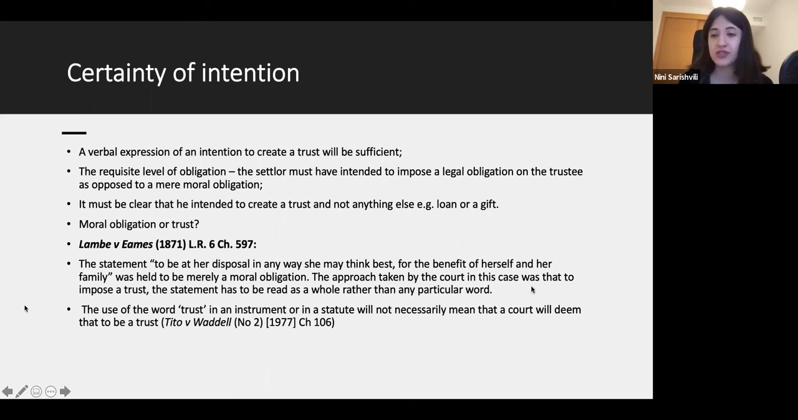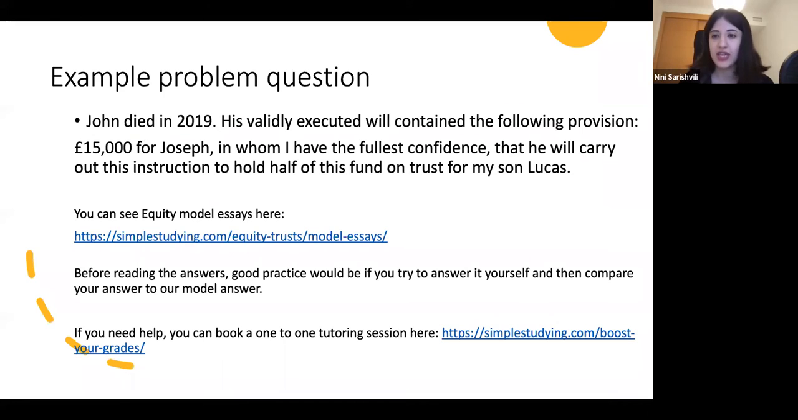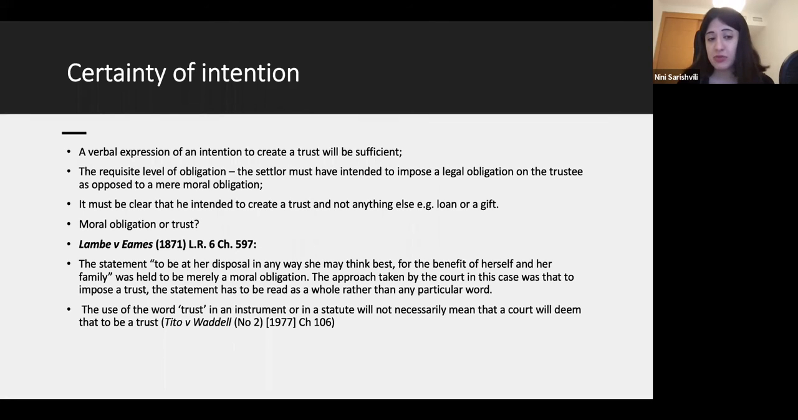The approach taken by the court in this case was that to impose a trust, the statement has to be read as a whole rather than by any particular word. So applying this case to the facts here, we have to say to the examiner that we take the whole sentence as a whole rather than word by word, and from the entire wording of the sentence we determine whether it's a mere moral obligation or an intention to create a trust. It's somewhat similar to what the statement says here, so it could be argued that it's a moral obligation rather than a trust.